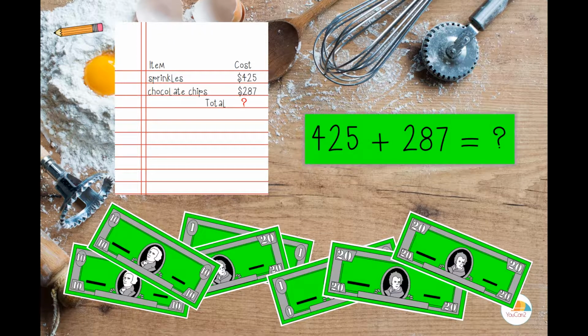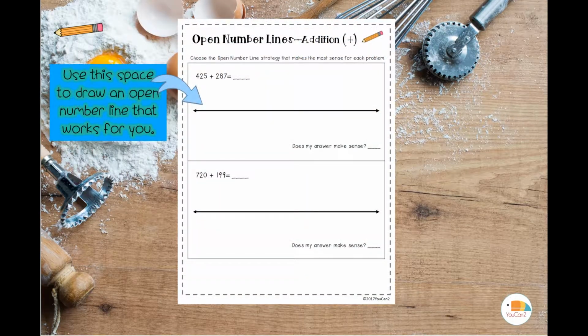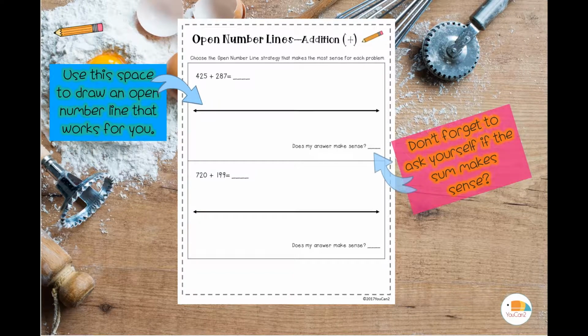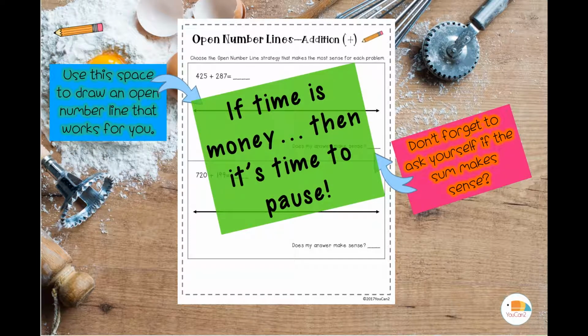Ucan, I think you're ready to do this one on your own. Go ahead and flip over that practice. Use that first open number line to try to help you solve this. Remember, you can make jumps any size and you can use any strategy that works for you. Don't forget to check your answer.